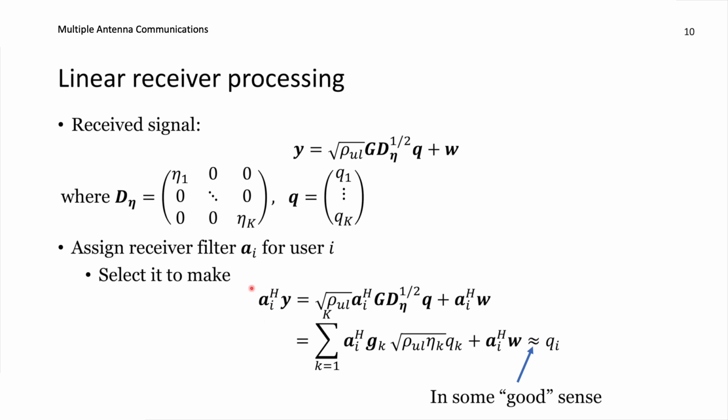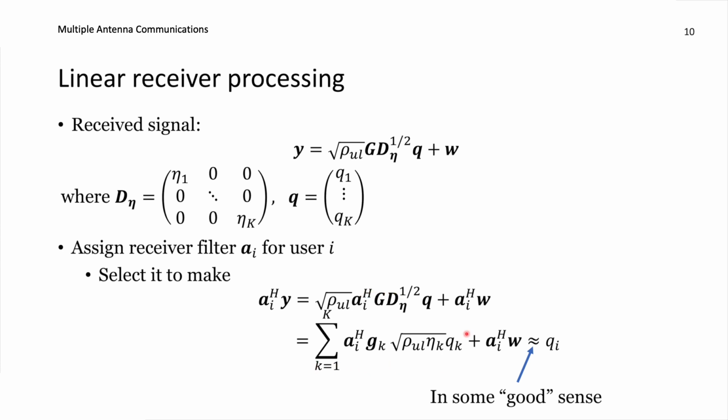Now, when we are computing this inner product, we get multiple terms. So we take ai Hermitian and we multiply it with y from the left-hand side. So then we get this term here multiplied with ai, and then we get the noise term multiplied with ai. If we expand this expression here, we can take each column of G, which is a channel from one user. Say we have gk here. Then we take one term from this matrix. We have the square root of eta k. Then we have the square root of rho uplink here. And we have one element from the q vector, namely qk. And then we have a summation over all of the different users, or all of the columns in G.